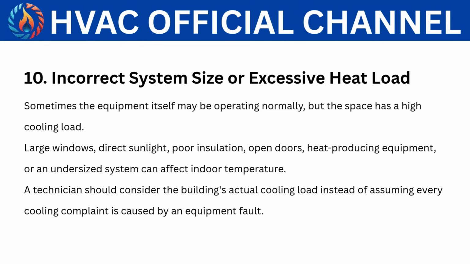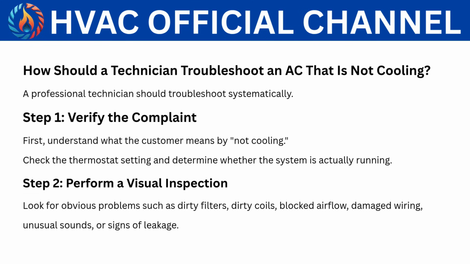10. Incorrect system size or excessive heat load. Sometimes the equipment itself may be operating normally, but the space has a high cooling load. Large windows, direct sunlight, poor insulation, open doors, heat-producing equipment, or an undersized system can affect indoor temperature. A technician should consider the building's actual cooling load instead of assuming every cooling complaint is caused by an equipment fault. How should a technician troubleshoot an AC that is not cooling?